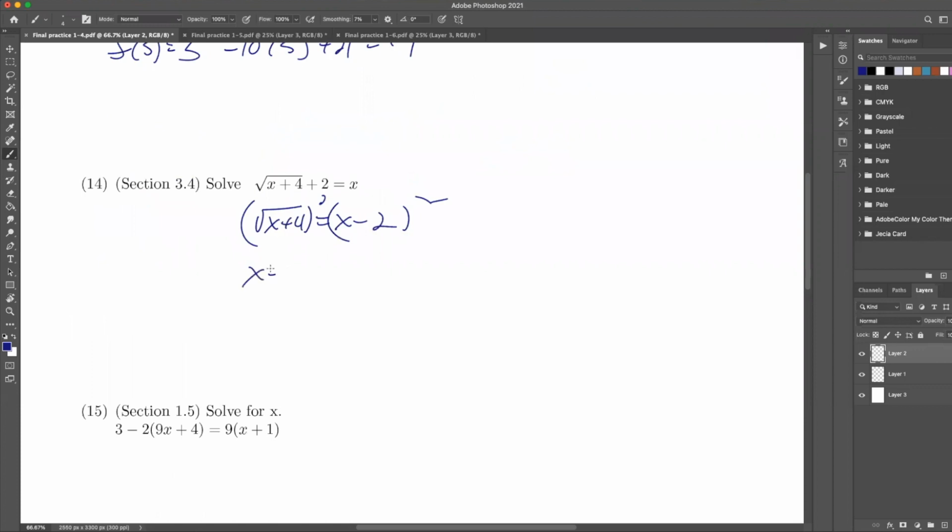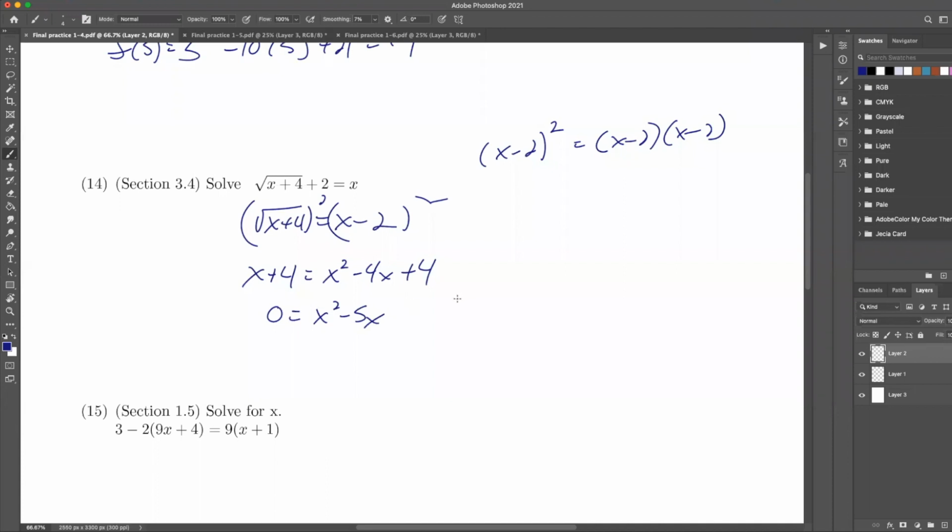So we'll have x plus 4 equals, and then we'll square this, so it'll be x squared minus 4x plus 4. Because remember, x minus 2 squared is equal to x minus 2 times x minus 2. And so when we do this, it'll be x times x gives me x squared, minus 2x, so it's minus 4x, and then negative 2 times negative 2 gives us positive 4. Move everything to one side, so I have 0 equals x squared minus 5x.